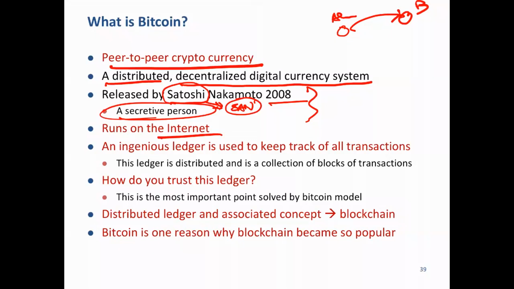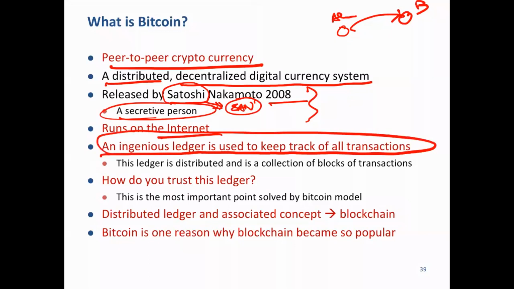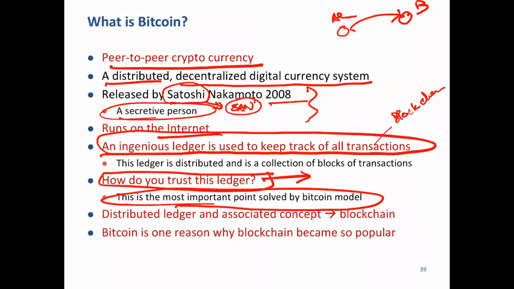The Internet is the prime thing. And there is an ingenious ledger used to keep track of all transactions, because transactions have to be tracked. Otherwise, anybody can forge them, right? And this ledger is called the blockchain, which we have studied very briefly. Okay. The biggest question now is, how do you trust this ledger or this blockchain? And this is the most important problem solved by Satoshi San's Bitcoin model. Okay, that we'll study. It is a distributed ledger and an associated concept.